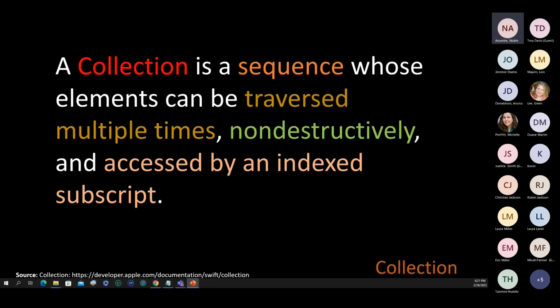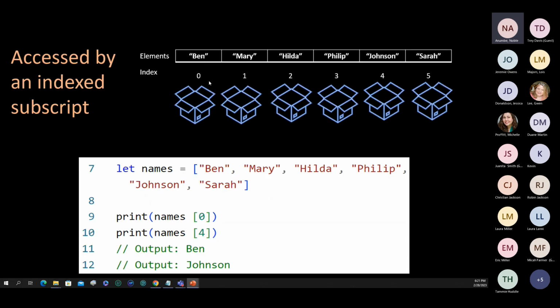Which takes me back to what I talked about. A collection is a sequence whose elements can be traversed multiple times. So you can go through all of those elements non-destructively, and they can be accessed by an indexed subscript. Each of those numbers are indexed subscripts, or the address. Just think of them as addresses. So whenever I'm looking for Johnson, I don't need to know Johnson's name. I just tell the computer, hey, 4, and it would quickly pick up 4 for me and show me Johnson.